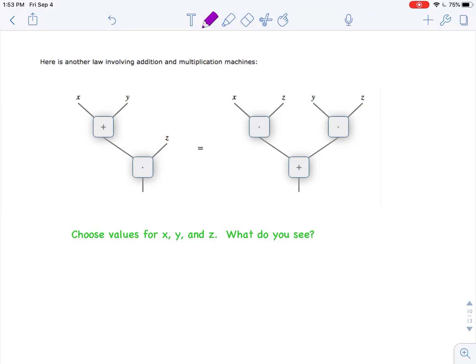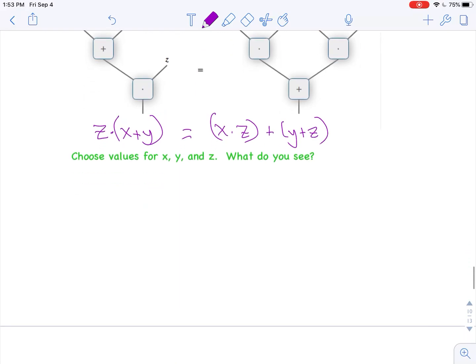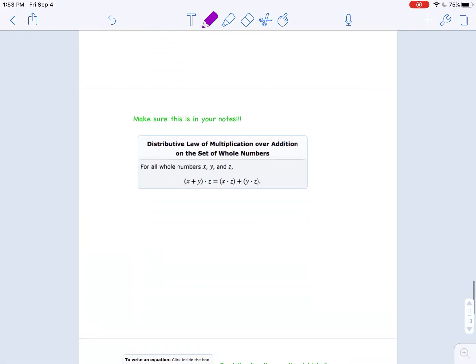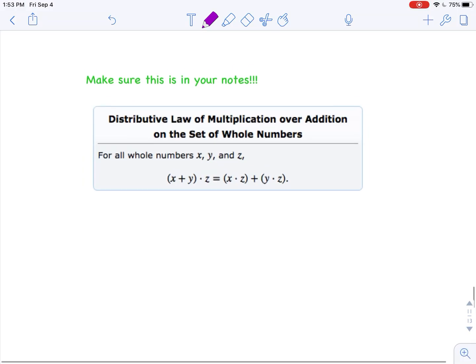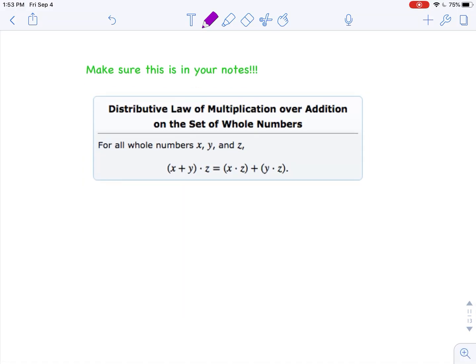Now, here's another law involving addition and multiplication machines. Notice if you have x plus y right up here times the z, I can write, based on what I just said, I know that x plus y is supposed to be done first. And I'm now saying that this is equivalent to x times z plus y times z. This is a little something called the distributive property. Again, put this in your notes.